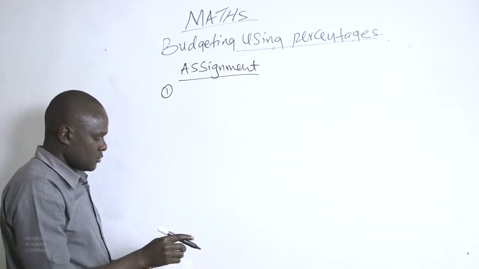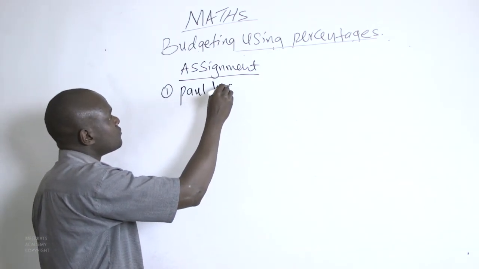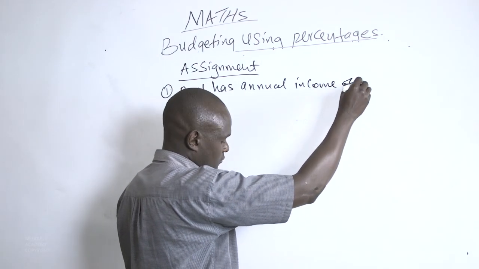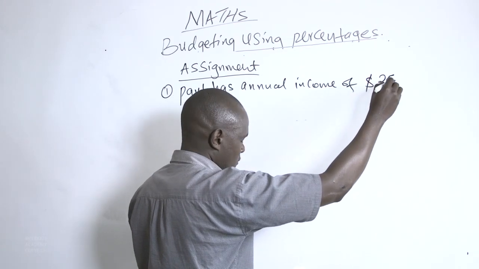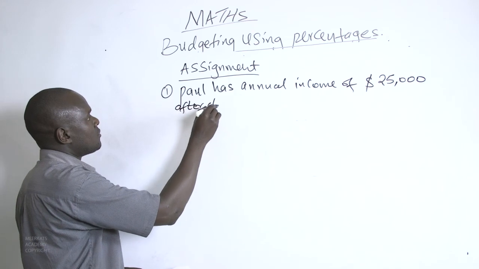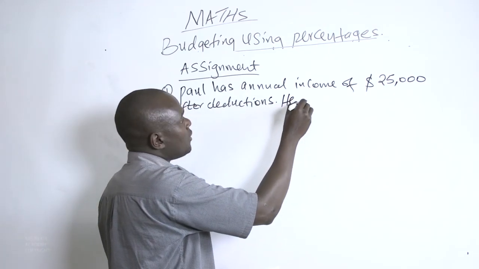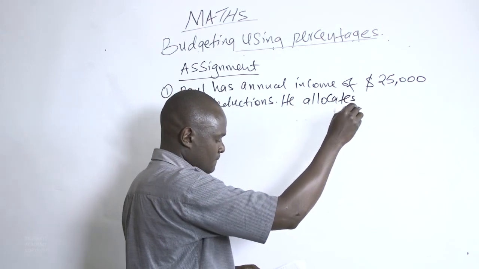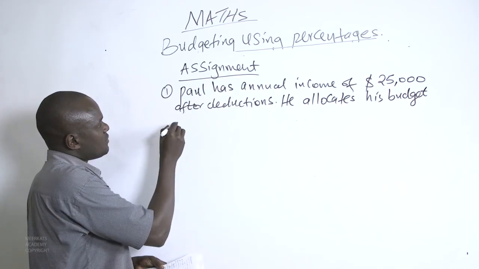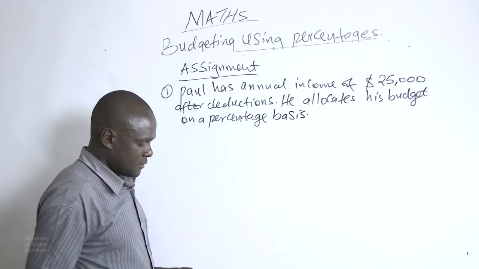The first question is, Paul has an annual income of $25,000 after deductions. After deductions, he allocates his budget on a percentage basis.